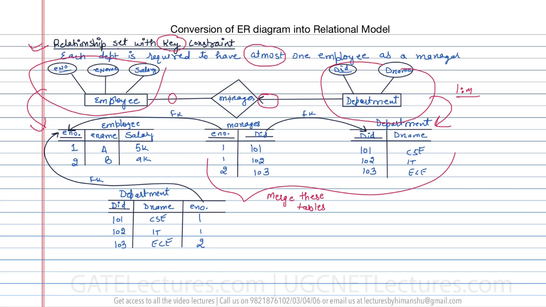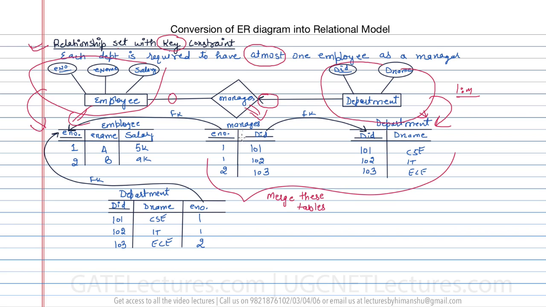So if it does not have any attribute, what we generally do is create a table for this employee, a table for this department, and a table for this relationship. But because it does not have any attribute, there is no benefit of creating this table like this.